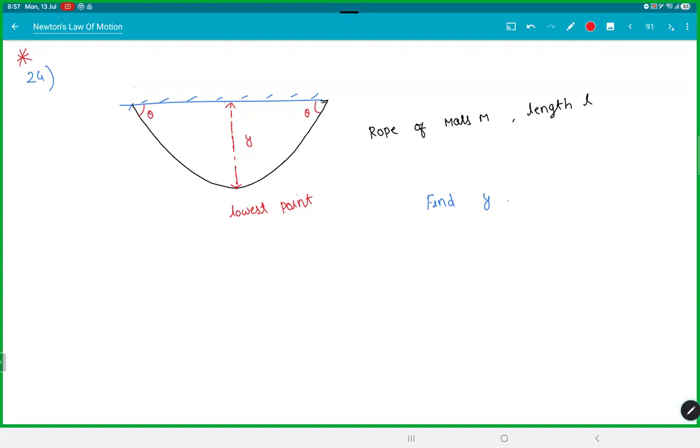What is the shape of the curve? We don't know. It's not a circle. It's not a parabola. It's some hyperbolic function. You can't calculate all that. It's pretty messed up. Maybe when they teach you integration and stuff, then you can figure it out. It'll be something like e power x plus e power minus x type functions. But we don't need it.